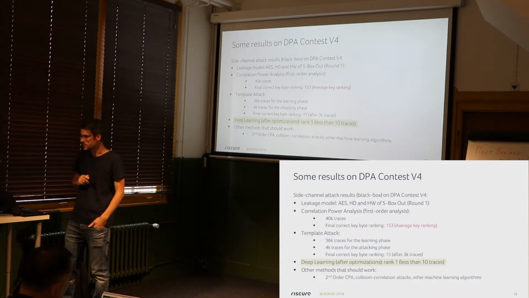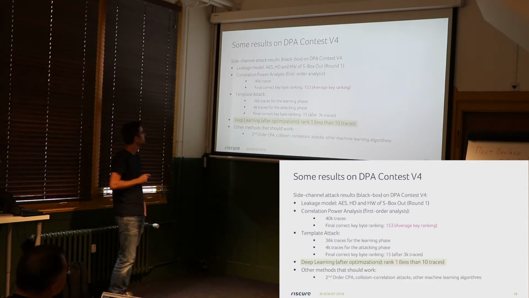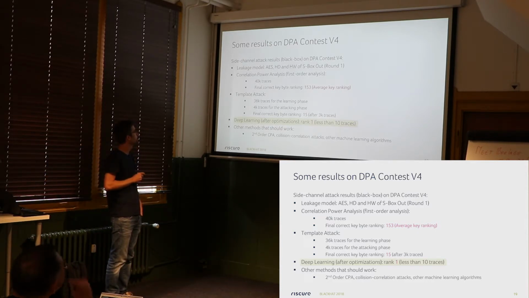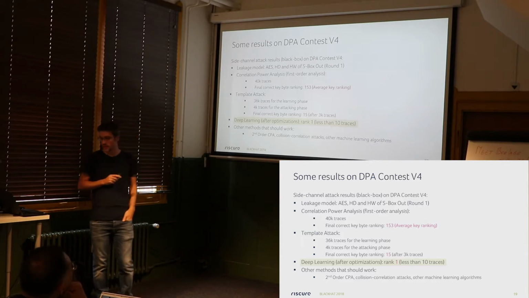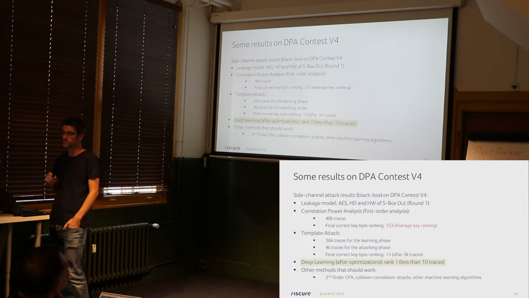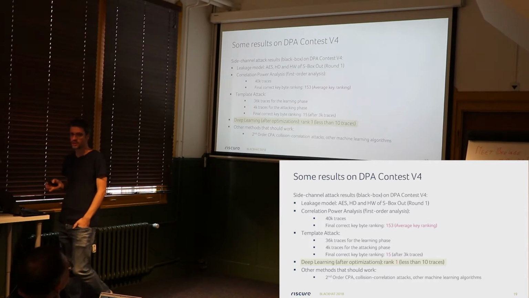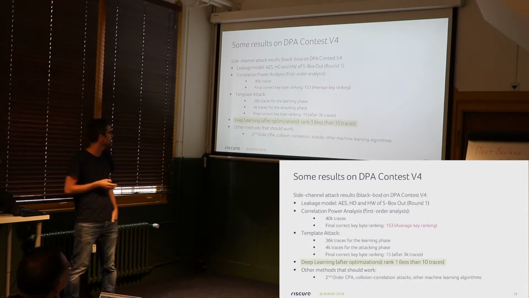So these are some results that we achieved and also that we could see from the website. We applied the correlation analysis on this target and we got average key ranking as 153. So it should be 1 to be successful. And we see that with 40,000 traces, first order analysis, a black box attack doesn't succeed.